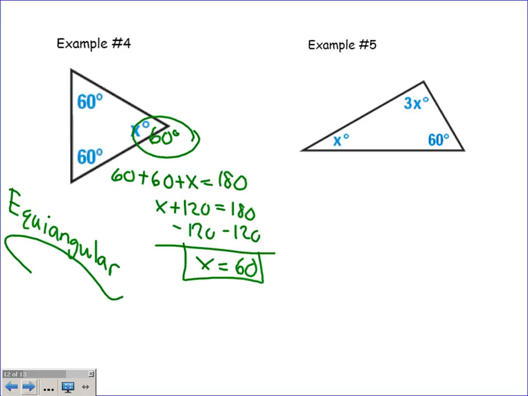Why don't you guys try this one on your own? Try this one on your own for just a little bit. Pretty simple concept that all we do is we basically add everything together. Has to equal 180.